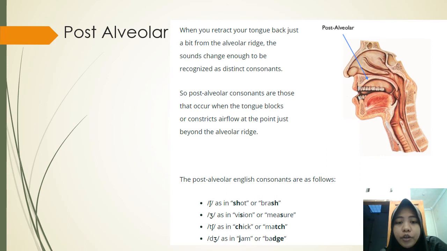Now we have post-alveolar. Post-alveolar is beyond the alveolar ridge. You can touch it with your tongue, and you can also make the obstruction in this position by raising your tongue to the post-alveolar position, and you can produce several sounds like sh and j. Please try it. You raise your tongue into the post-alveolar position. Sh, j.